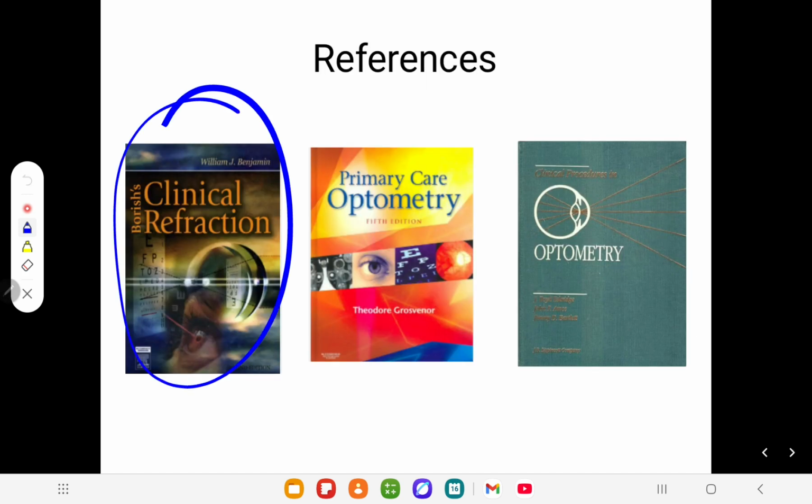Okay, so basically this is the reference, which is basically clinical refraction, and I have definitely seen these things. So bis dann, tschüss.